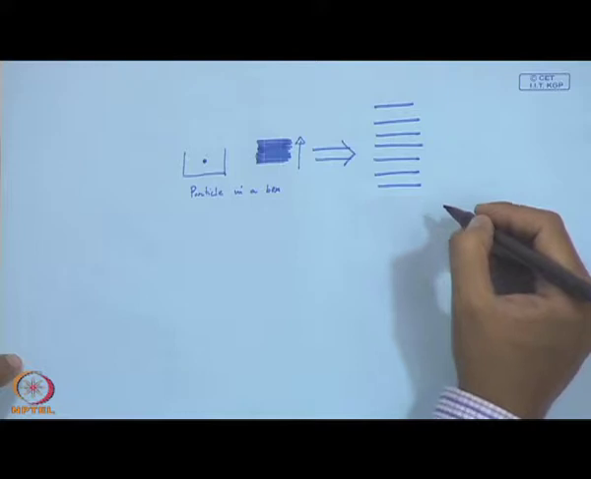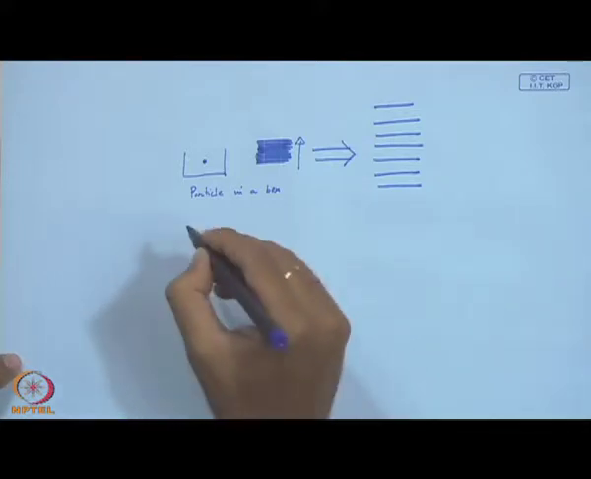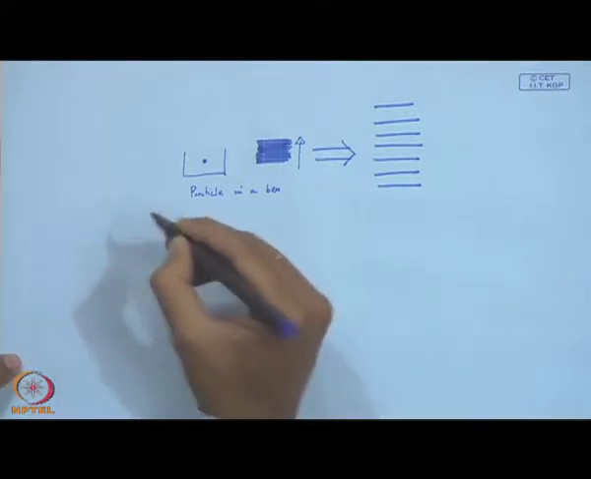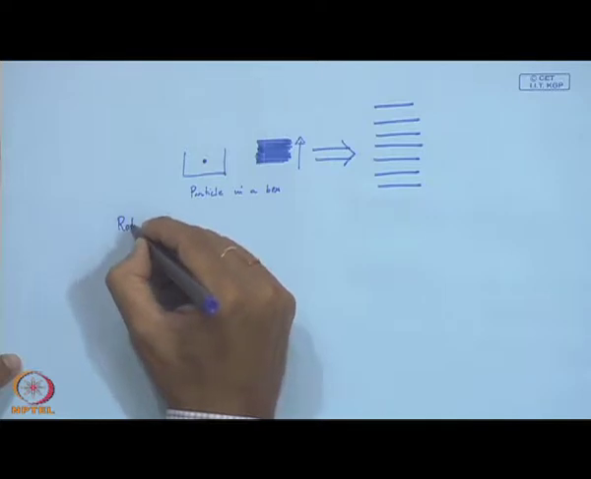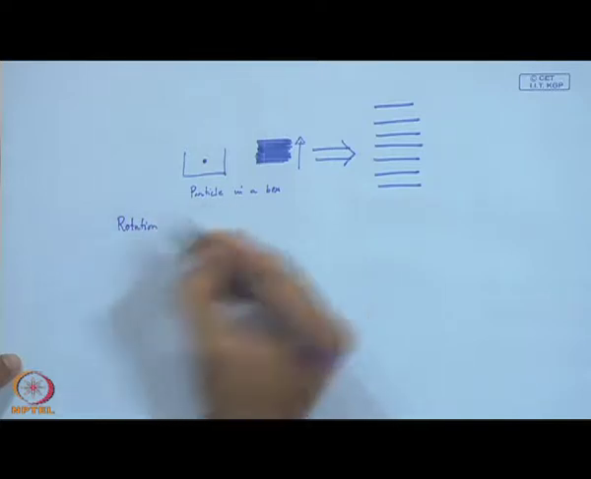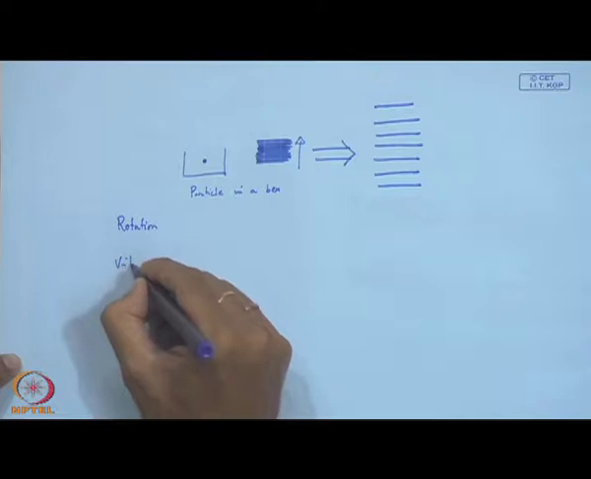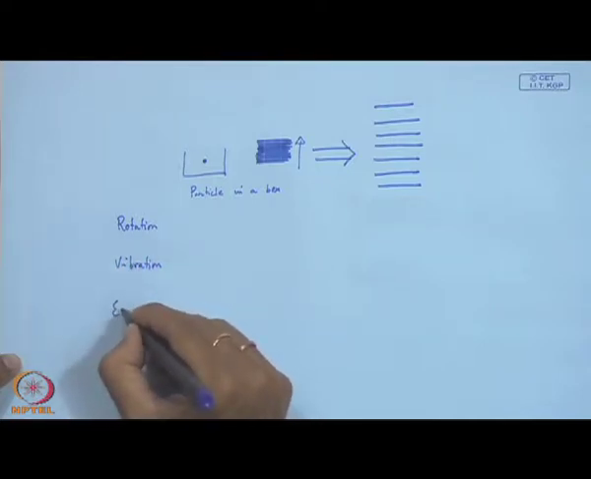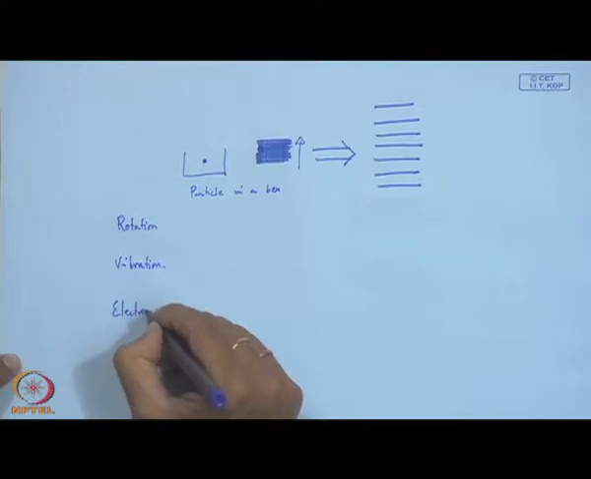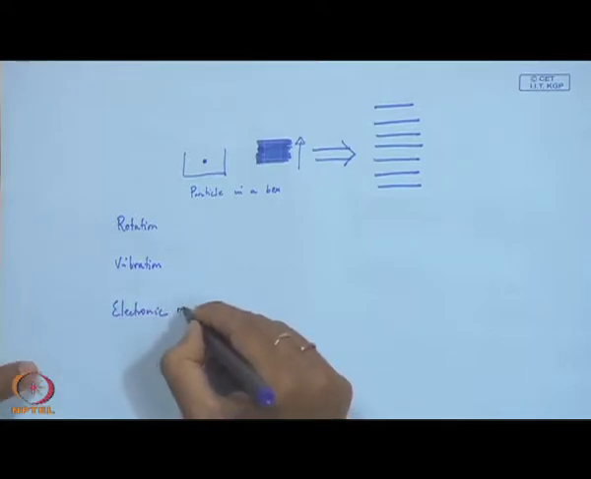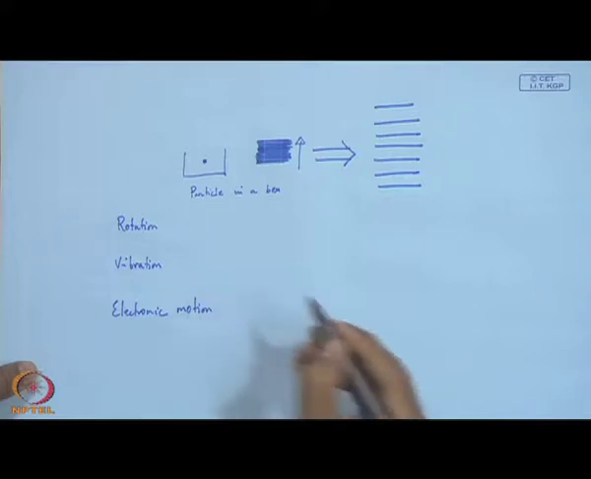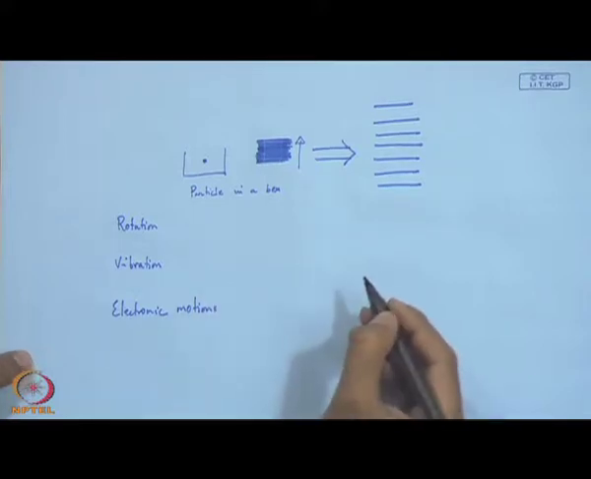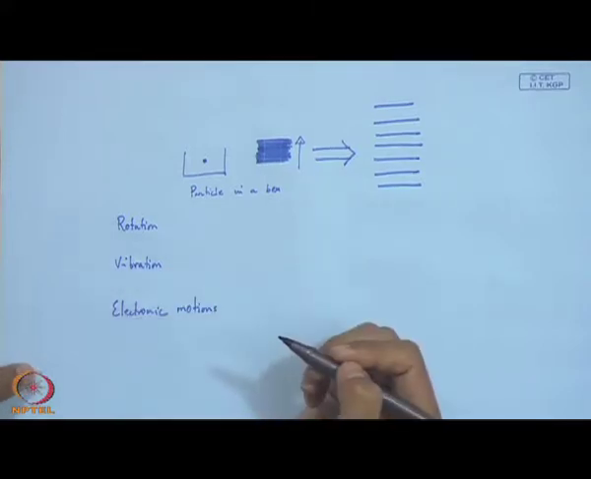Now, these motions: one is rotation, the other one is vibration, and the third one is electron motion, or electronic motion. So, rotation, vibration and electronic motions.